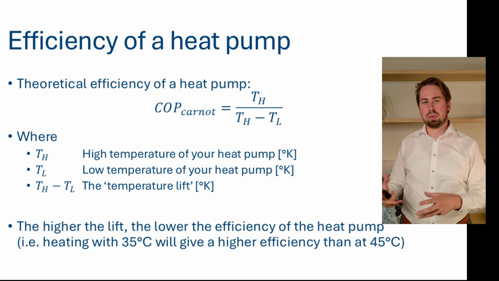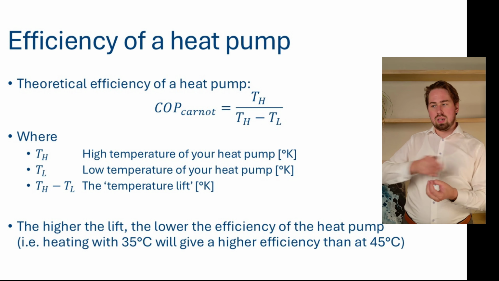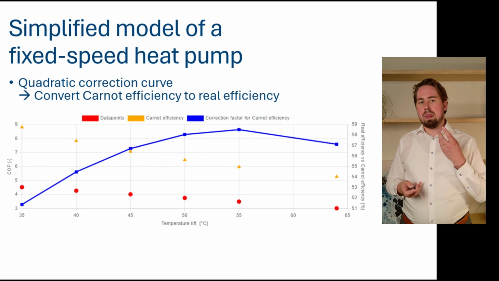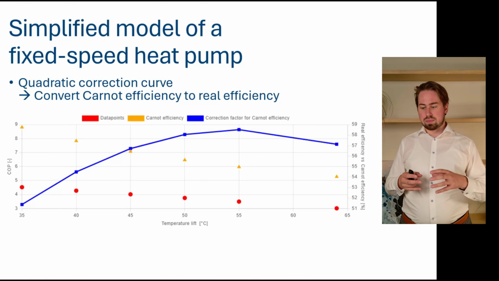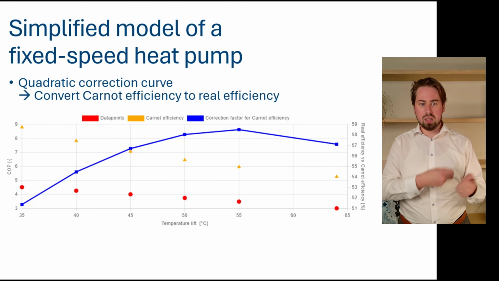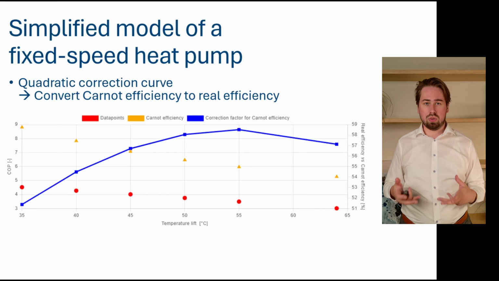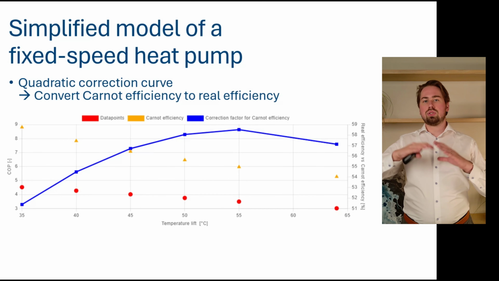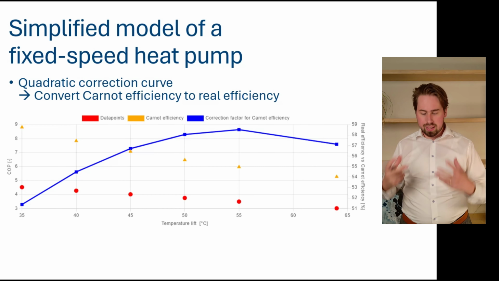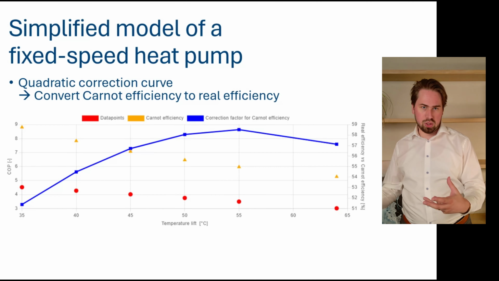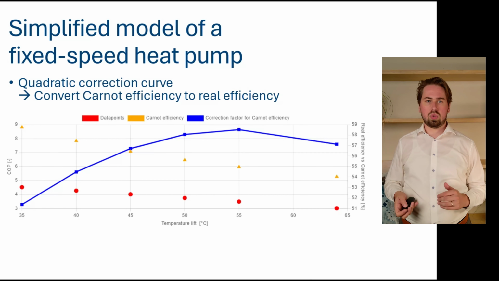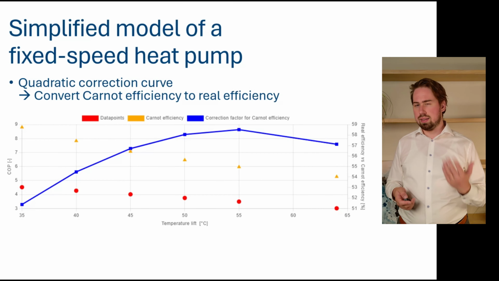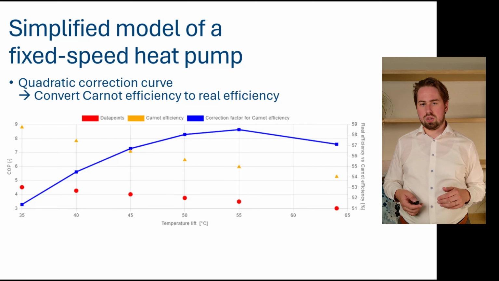So a real heat pump will also have a lower efficiency when it has to go from 0 to 45 instead of 0 to 35, for example. And what we realized was that if we have at least 3 real measurement points from the machine you want to model, we can correlate this with the theoretical Carnot efficiency, and we can create a quadratic curve to correct the theoretical efficiency of your system down to the real expected efficiency. And that's what you see here on the slide, and what you will see later on in the software as well.